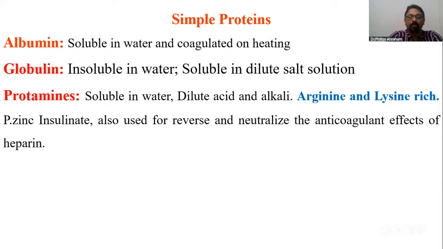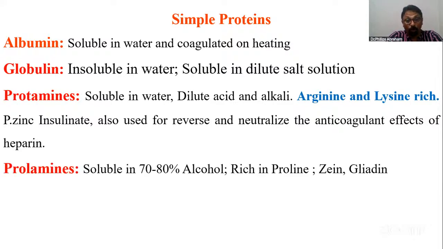Then another type of simple protein is prolamine. They are soluble in 70 to 80% alcohol. They are rich in proline. Zein of corn and gliadin present in wheat are prolamines. Some persons are allergic to these prolamines. That's why they have irritable bowel syndrome and celiac disease because of the prolamines.